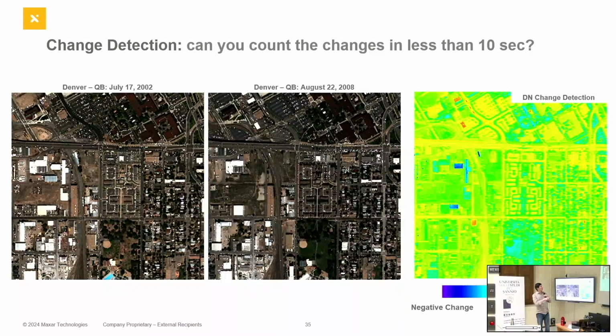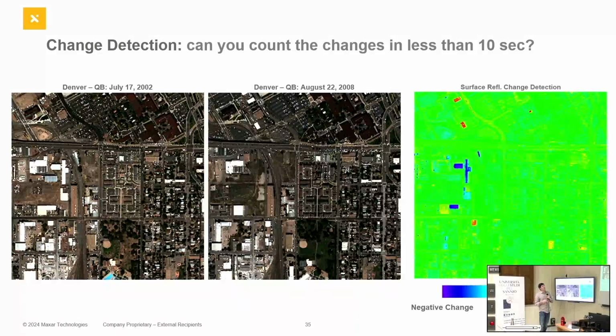One thing that I didn't say was that those two collections were from completely different viewing angles. So not only is there a time difference, but also the collection geometries were different. Now, if you do the very same PCA analysis, second component, with surface reflectance, now you get something like this, where all the changes are much, much easier to identify. Those were the changes.